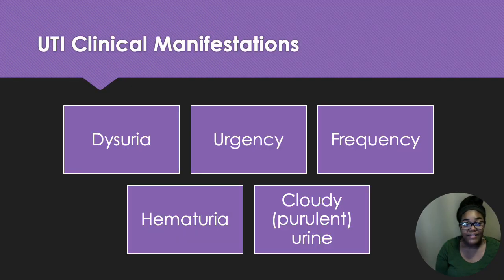So here are clinical manifestations of a UTI. We have dysuria, urgency, frequency, hematuria, and cloudy or purulent urine.